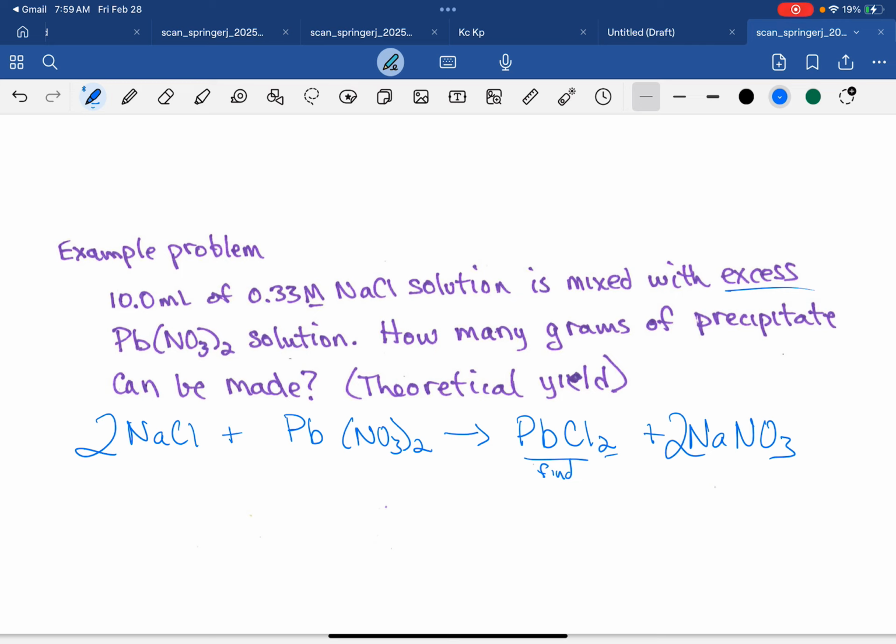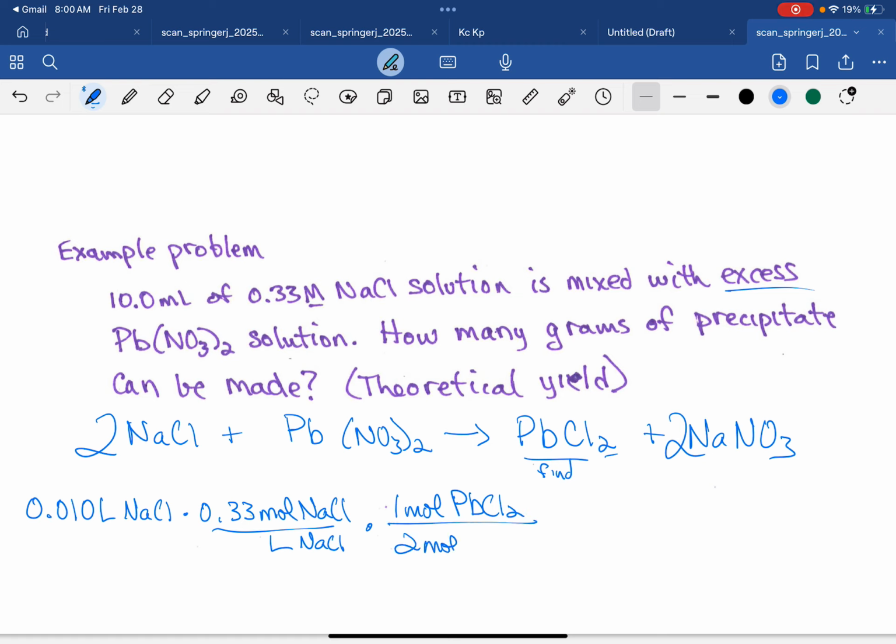So I'll take my 10 milliliters times 0.33 moles per liter. Now, find over given: 1 mole PbCl2 over 2 moles NaCl. Remember the 1 from here, the 2 from here. And then we need the molar mass of that. I just happen to go ahead and calculate that. That's 278.1 grams PbCl2 in 1 mole.